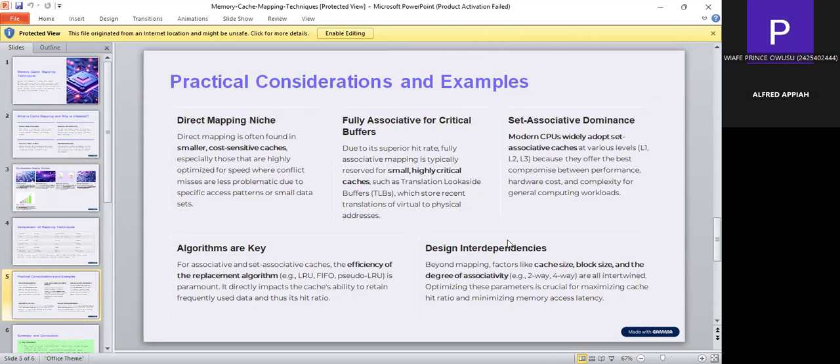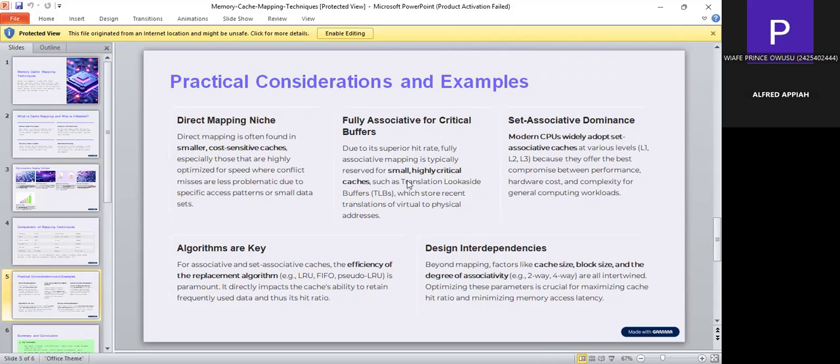Under set associative dominance, modern CPUs widely adopt set associative caches at various levels, such as level 1, level 2, level 3. This is because they offer the best compromise between performance, hardware cost, and complexity for general computing workloads.